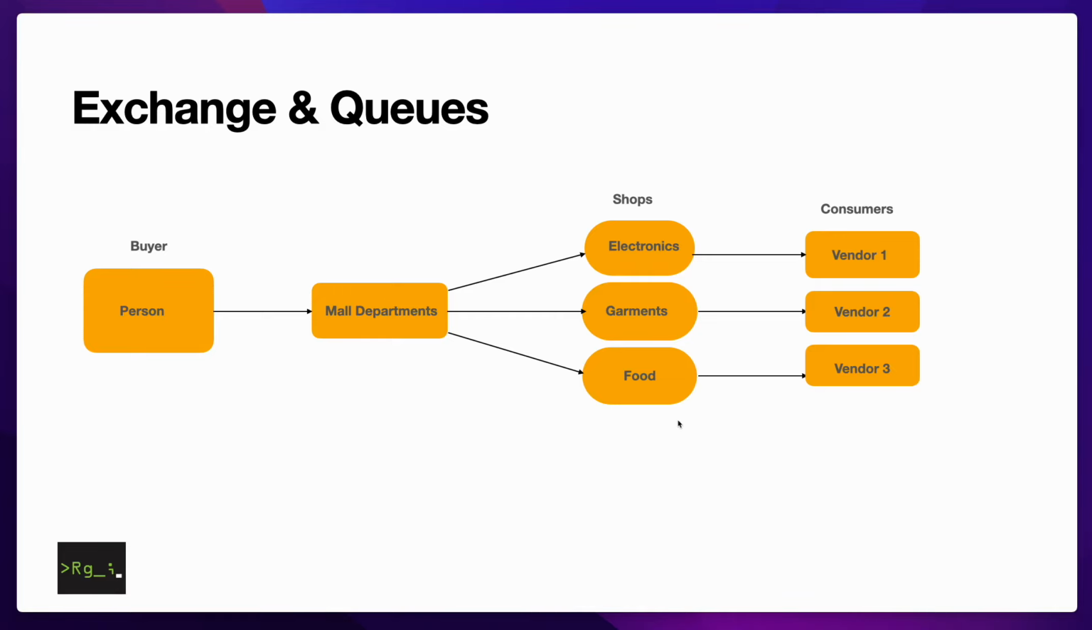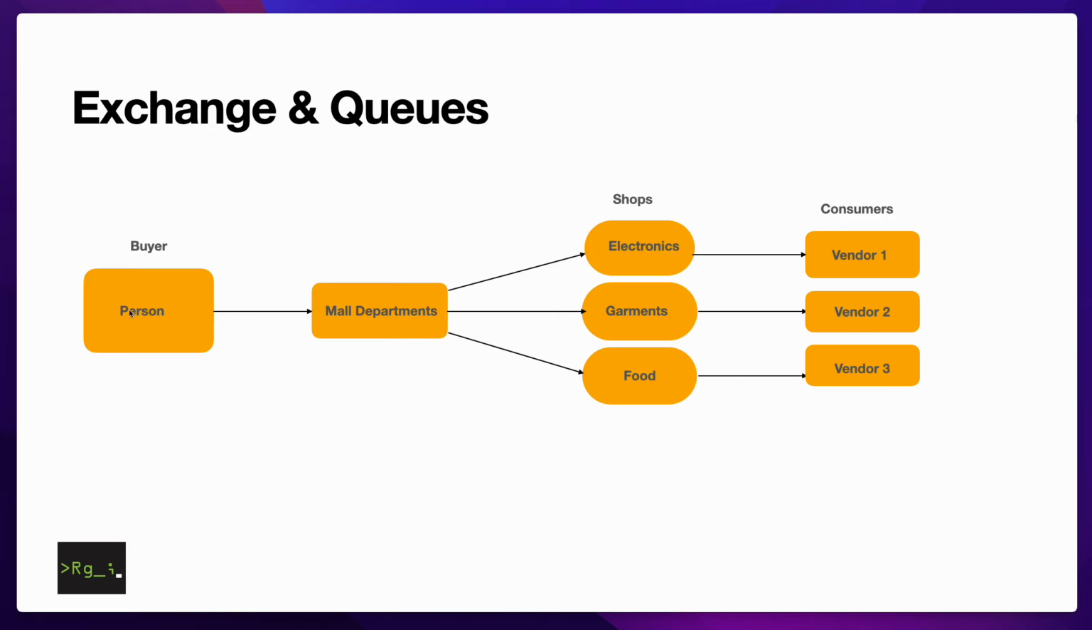In this tutorial, we'll learn about exchanges and queues. So, to understand this, let's take an example. Let's consider the scenario where you are inside a mall. You are here, and there is a departmental manager inside the mall, and you have different kinds of shops, and different kinds of shops have their own vendor who takes care of selling the merchandise.